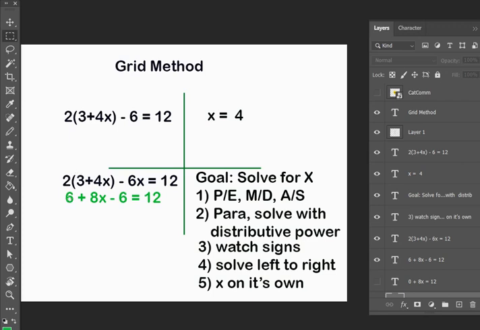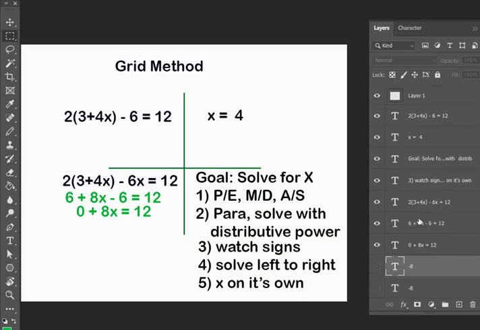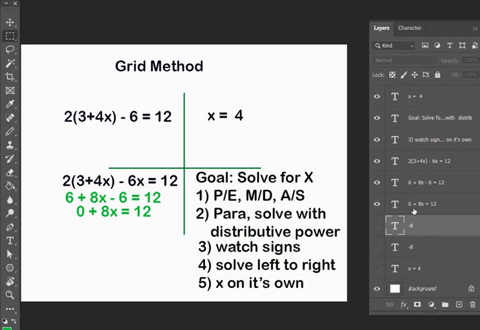2 times 3 is 6. 2 times 4x gives me 8x. Subtract 6 from that gives me 12. The 6's are like terms. Positive 6 and negative 6 gives me 0. Carries down the positive 8x equals 12. And then I'm going to divide 8x from the 12.